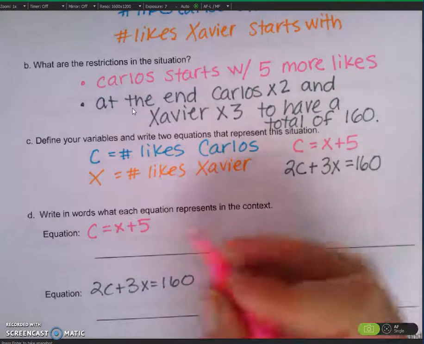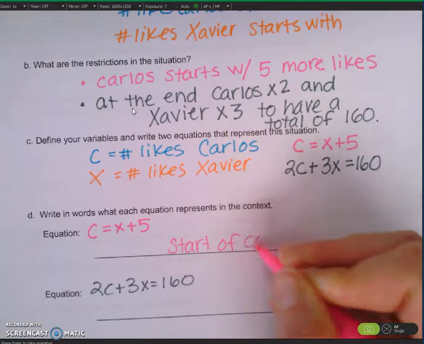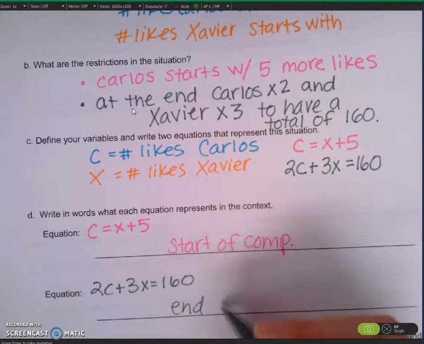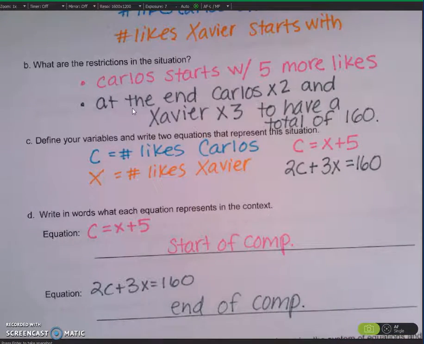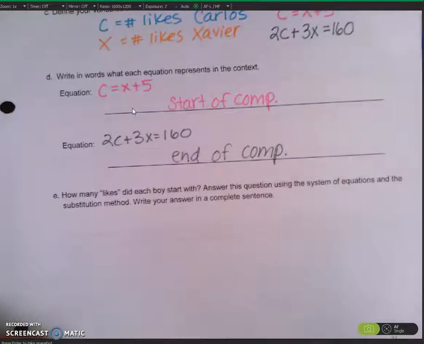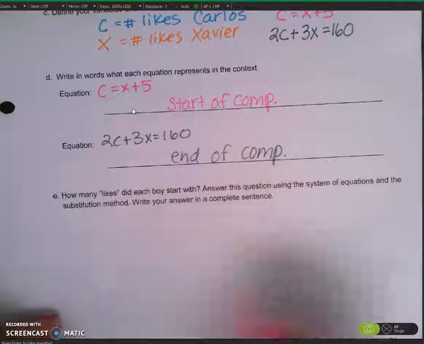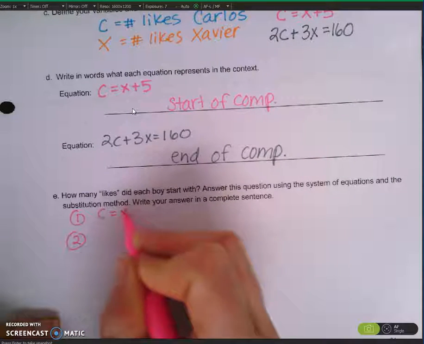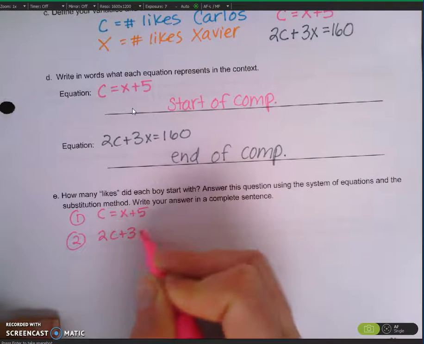What does equation 1 represent? Start of competition. And equation 2 represents the end of competition. So now let's answer the question. How many likes did each boy start with? Answer this question using the system of equations and the substitution method. Write your answer in a complete sentence. Let's start by writing my system. C equals X plus 5. And 2 is 2C plus 3X equals 160.